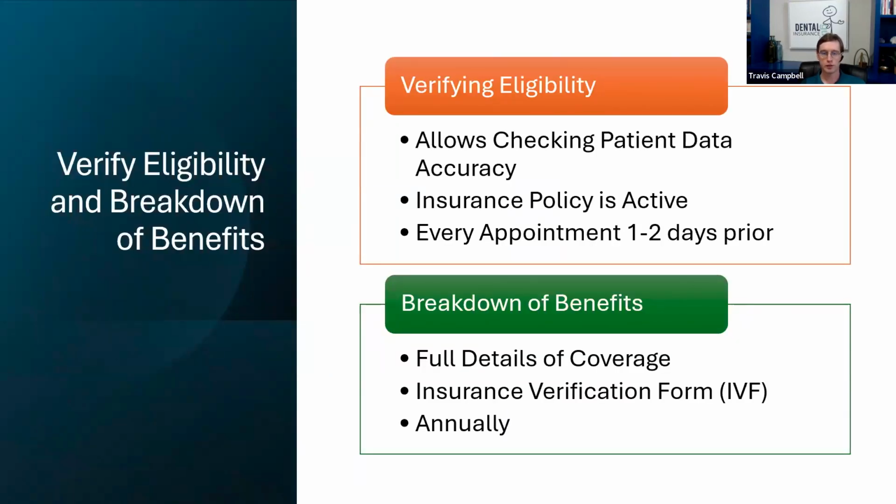So when you first bring them on, you're going to verify their eligibility. Basically, you're going to contact the insurance company and check with them on what information is available. So this means you're going to check, A, is the insurance policy active? And by doing this, it allows you to check that the patient data you did collect is accurate, because if it's not accurate, you won't have access to the policy. And that can tell you, hey, there's a problem.